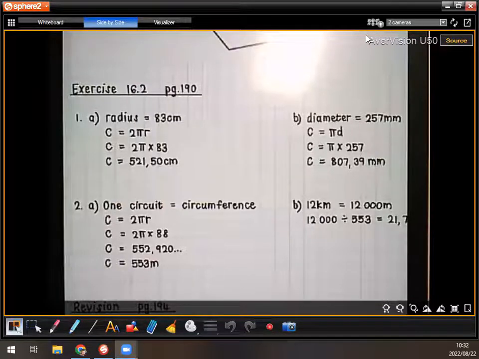They gave you in 1A the radius of a circle. They asked you to find the circumference. So remember, if they are giving you the radius, you use 2 pi radius, right? So that is the formula that I used there.